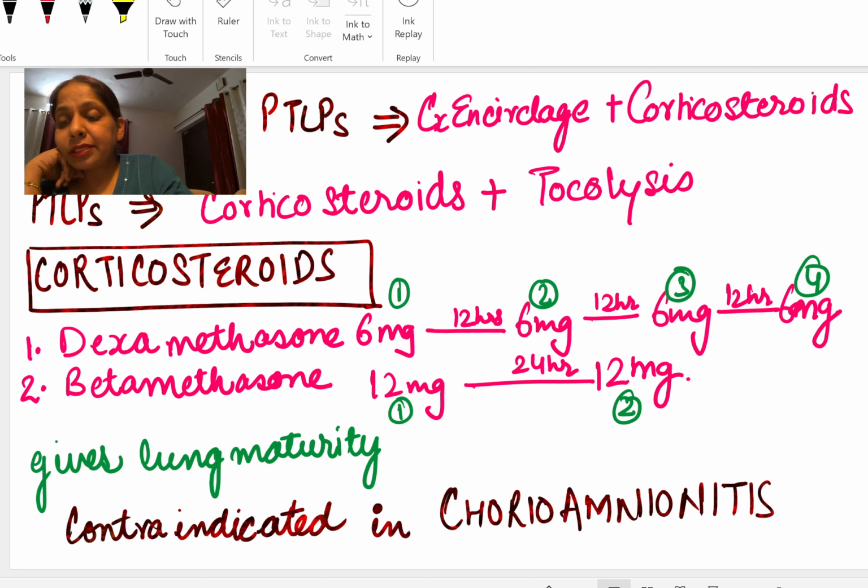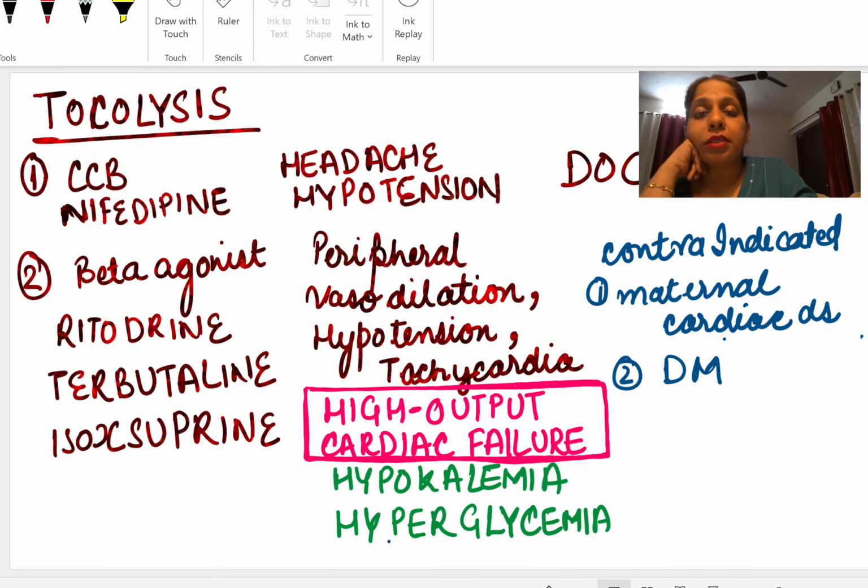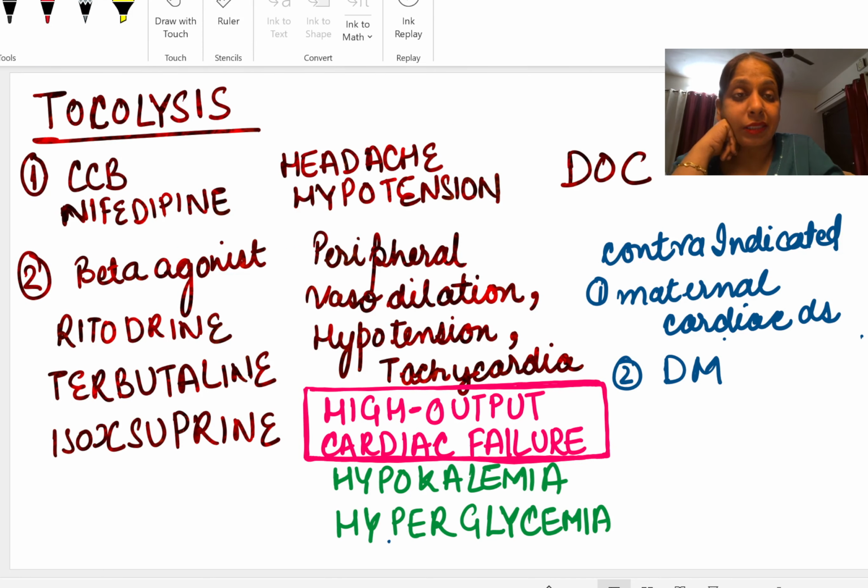Okay, next is tocolysis. For tocolysis, the drug of choice is nifedipine, which is a calcium channel blocker, and its side effects are headache and hypotension. You all know that. And the second drug which we use, and a lot of questions are asked on this section, is the beta agonist section.